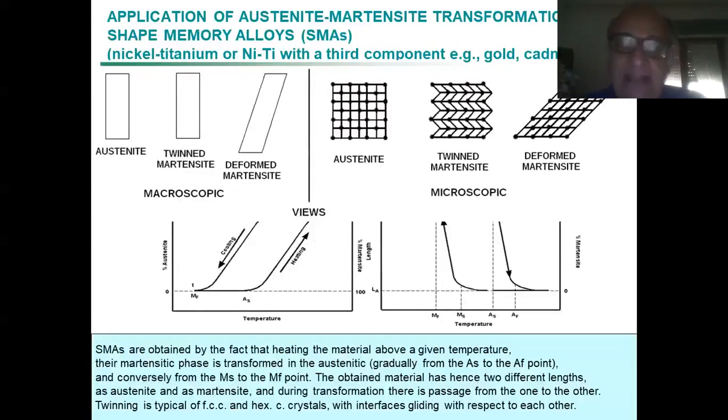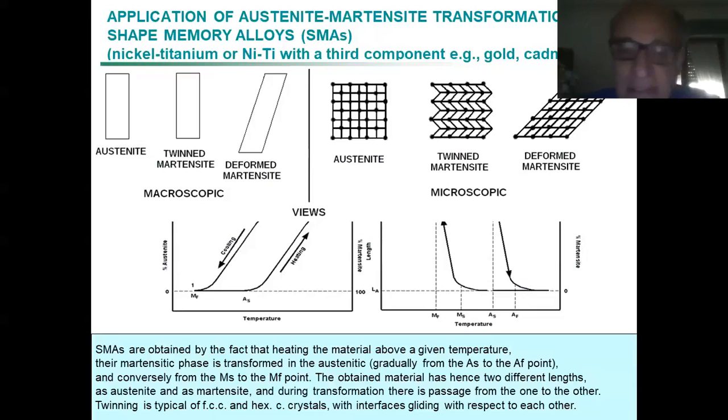Austenite and martensite are not just typical of steel, because, for example, the austenite-martensite transformation is at the basis of a phenomenon which has been studied a lot since the 90s, which was discovered by chance, and is connected with the so-called nitinol, the nickel titanium alloys, which are roughly 50-50 nickel and titanium.